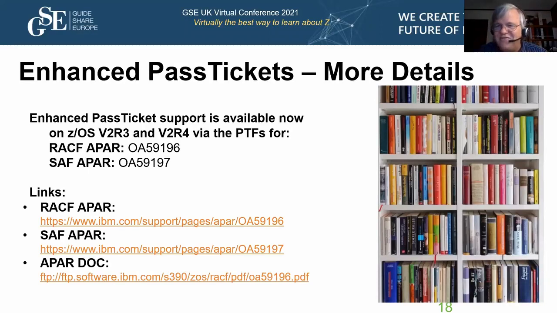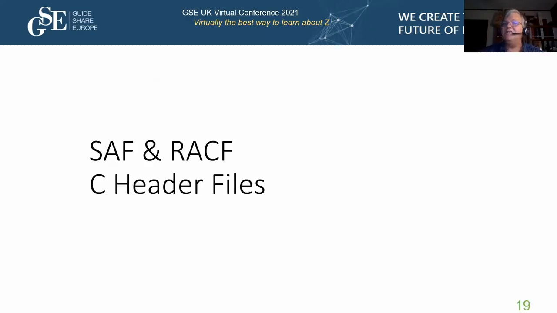Is V2R3 and V2R4. I should have read my presentation, but hey, my excuse is I was on a beach in Hawaii for the last 10 days. It does roll back. There are the APAR numbers right there, and some links to the documentation. So Jim, excellent question. Thank you for asking. All right, moving on to the next topic.